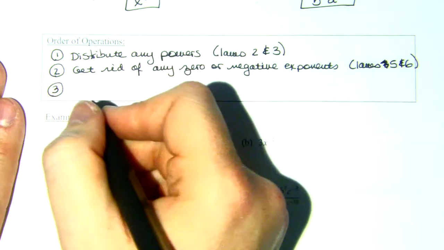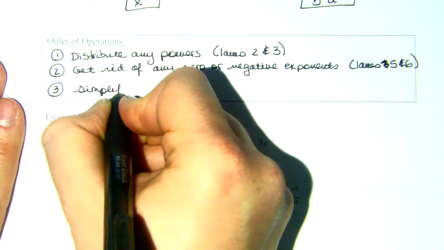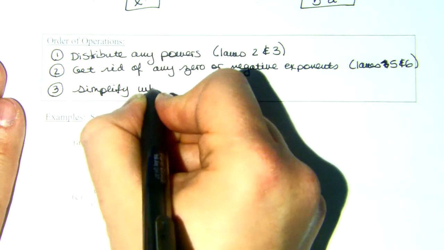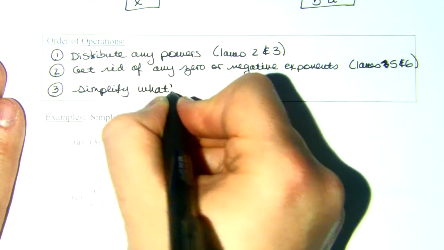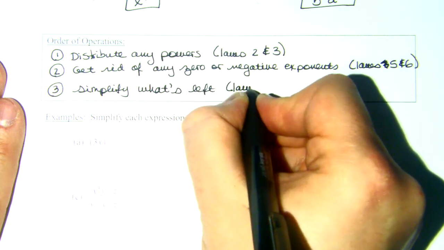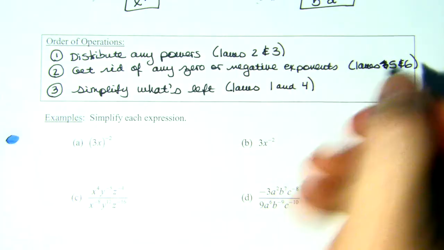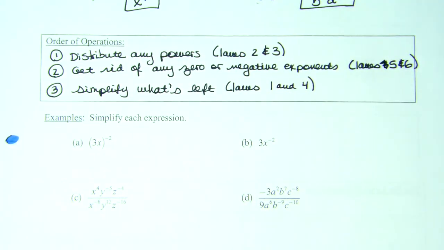And when we're done with that, we're going to simplify what's left. And I promise I'll make it pause as soon as I write this down. We're going to simplify what's left. Laws 1 and 4. Get those copied down, then I'll show you examples.